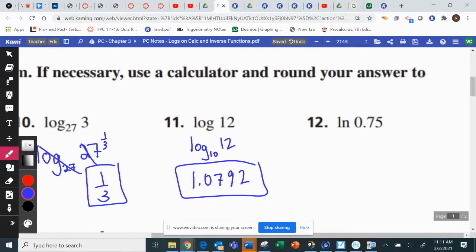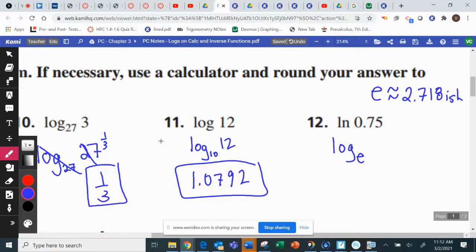And then ln 0.75. That is the same thing as log base e. Does anybody know what e is, by the way? The number? Oh, I mean like the actual number, it's a number. Yeah. It's like pi, where it's like a long irrational number. It shows up in calculating interest and stuff like that.